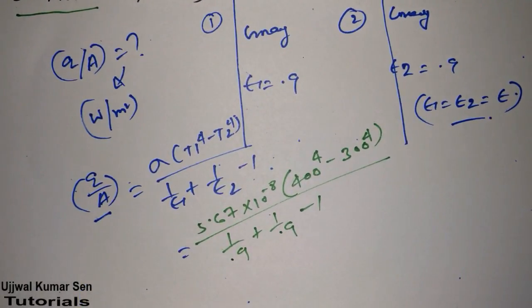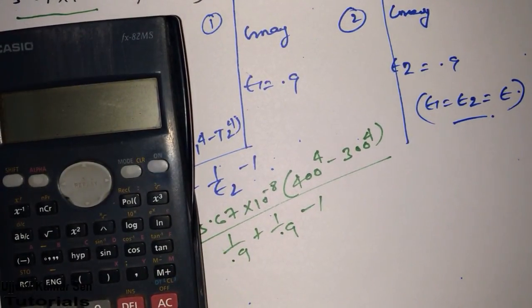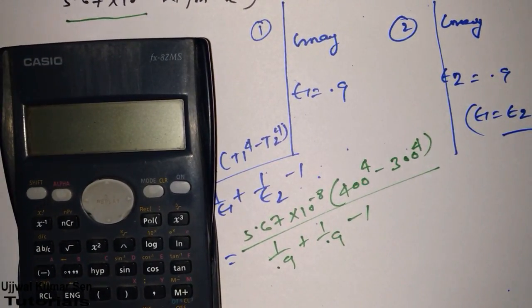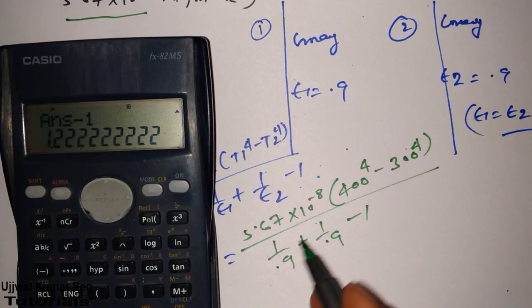Right now you can see it. So what do you have to do now? I know what you are thinking: we need a calculator. Let me find out where the calculator is. Yeah, I got it here. I have a calculator right now, and I hope you can see it. Basically, we first have to solve the lower part. So 1 divided by 0.9 plus 1 divided by 0.9 is equal to this much. Minus 1 is this much.